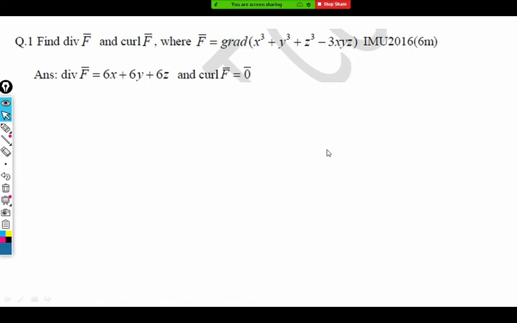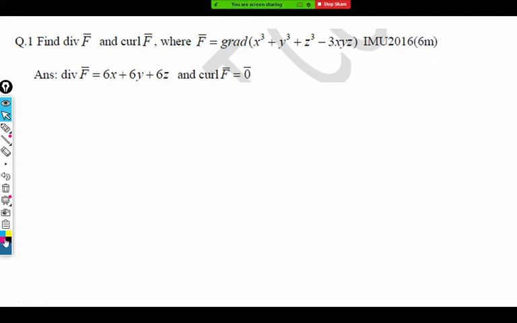Question number 1 on divergence and curl is: find divergence f bar and curl f bar, where f bar is a gradient of this bracketed function. This question was asked in 2016 for 6 marks in the IMU examination.